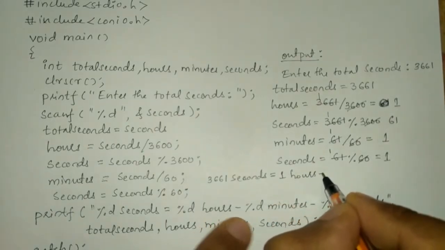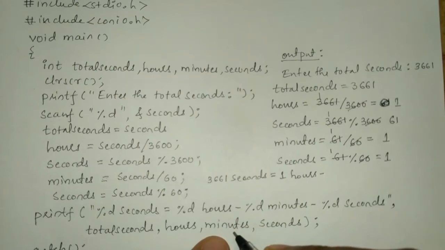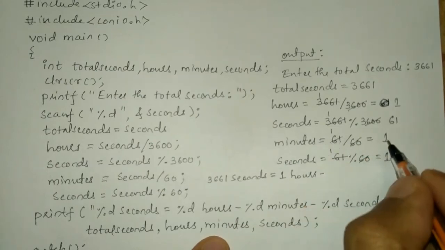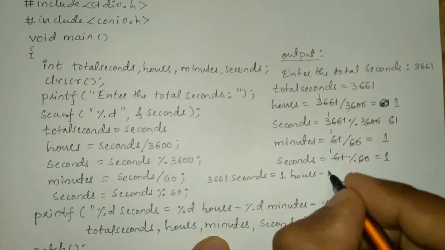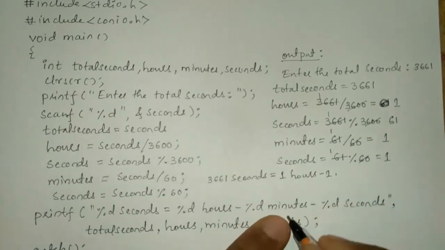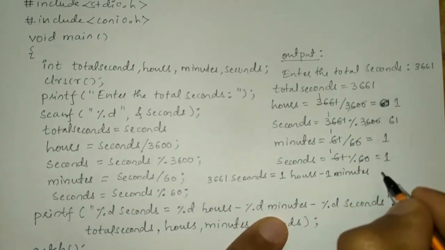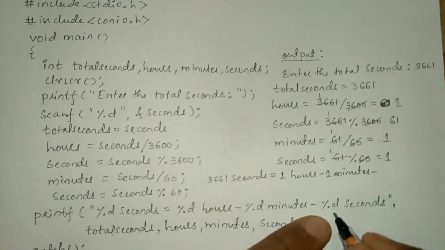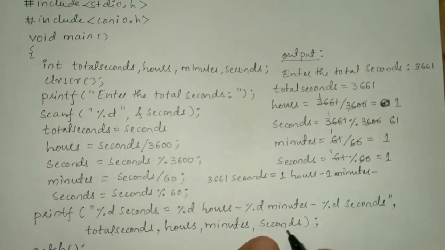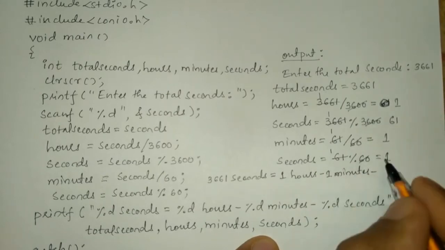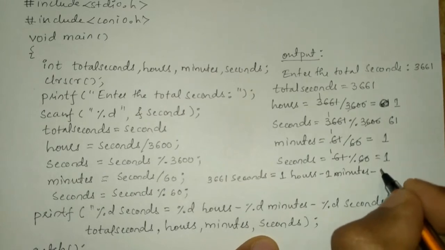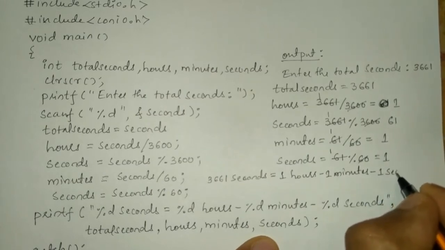Hours, dash will be printed, percentage d minutes. The value stored in minutes is 1, so it is going to print 1. Then it is going to print minutes. Next, put a dash here, percentage d seconds. This percentage d format specifier refers to the value stored in seconds. Seconds is holding the value 1, so it is going to print 1 seconds.